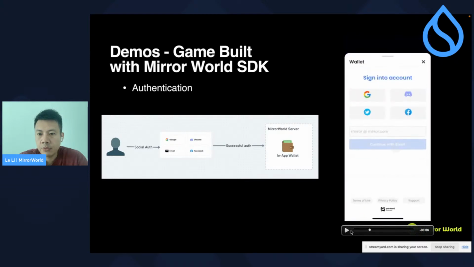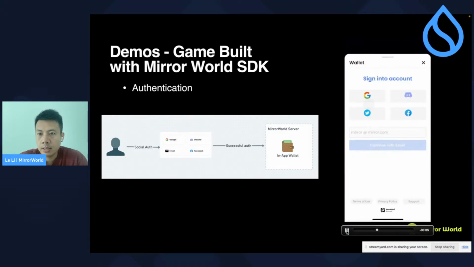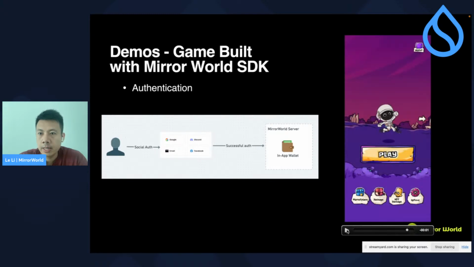As you can see, in the very beginning, this is a login page. If the gamer enters the Mirror Jump game and clicks login, we will show a bunch of social auth login options like Google, Discord, Twitter, Facebook, and also email at the bottom. So he chooses Google to log in. After that, as we can see, the user successfully enters the game and is able to play. On the top right, we actually create the in-app wallet for this particular user. So that's the authentication part.